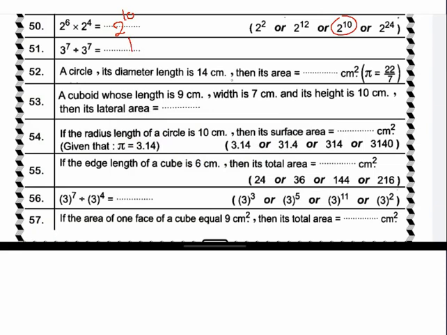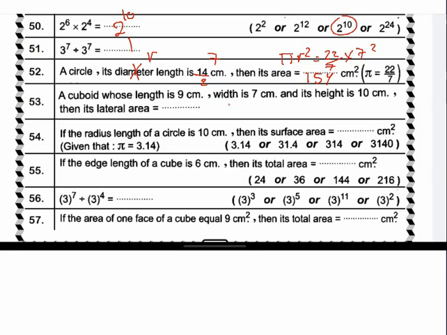Circle, its diameter length 14. Yes, when you read the diameter 14, please cancel it and replace it with radius and divide this number by 2, it will be 7. And we have solved this question many times before, so it will be pi r squared as area equals 22 over 7 times 7 power 2, it will be 154.